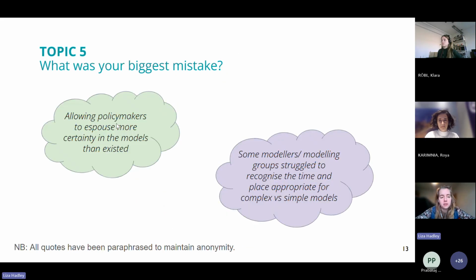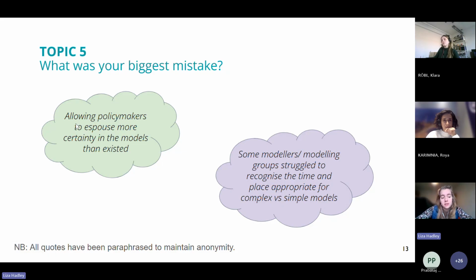And then as a final question, we asked, what was your biggest mistake? So this part of the interview was more about sharing experiences. I'm not saying that any of these comments are official guidance or anything, but it was really interesting to see individuals' different points of view. So I thought I'd share some with you. So we asked what was your biggest mistake on the use of modelling in policy in COVID-19? And some really interesting different perspectives.